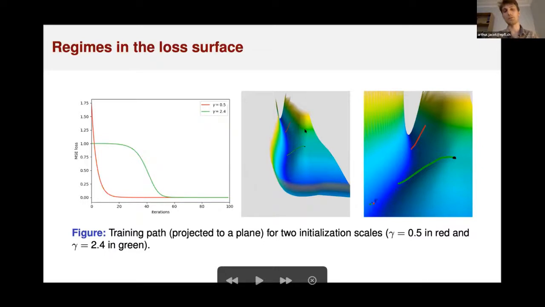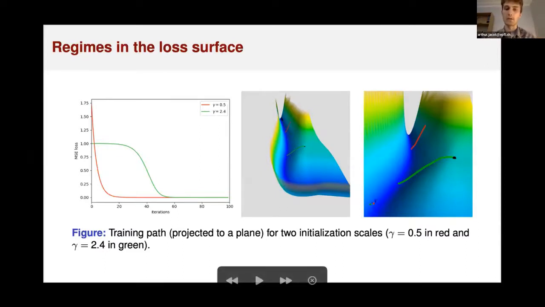Of course, if you were to take an even larger width, then the difference between the red line would be even further away, even further into this narrow valley region, because the distance between the two grows with the width. The difference in scale between the two regimes grows with the width. So that's the kind of picture that I want you to have in mind.